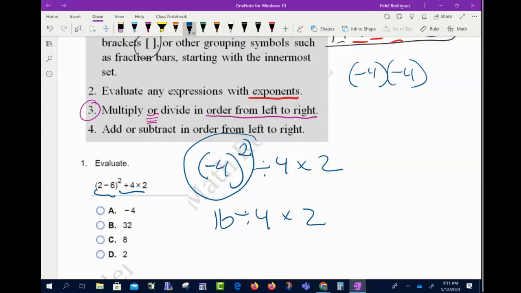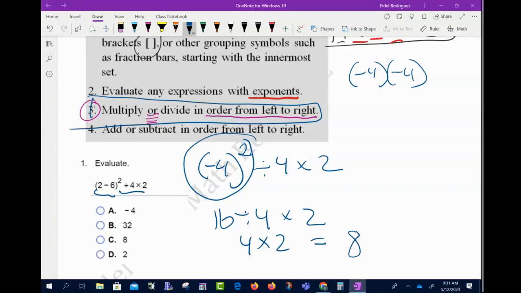Okay. Now, I'm going to go in order from left to right. What do you see first? Division. We got to do the division because step number 3 says you got to do whichever one comes first as we go from left to right. What's 16 divided by 4? 4. 4 times 2 is? 4 times 2 is 8, right? Okay. Is that one of my choices? There it is. Right? There it is.